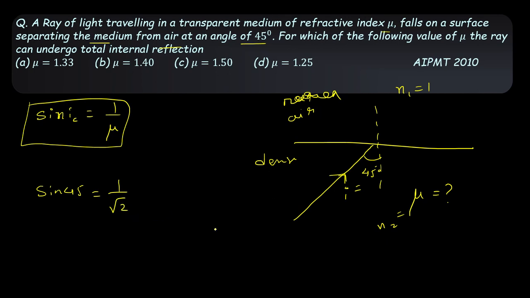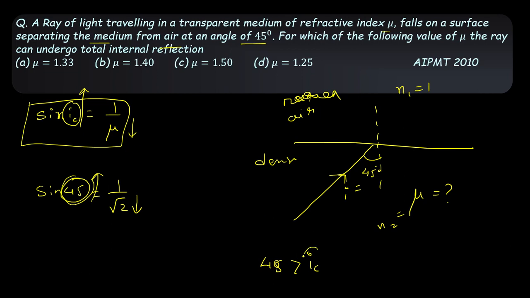Okay. Now you see, this angle of incidence is 45 degrees. To suffer total internal reflection, this angle has to be more than IC. If this angle is more than IC, what does it mean? This value has to be less. Or in other words, if the angle of incidence is more than the critical angle, then the refractive index is less. Refractive index has to be less, right?